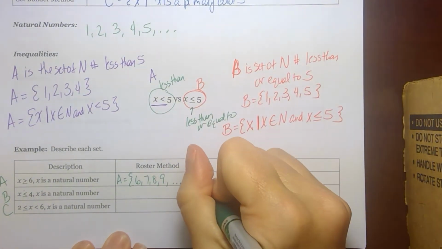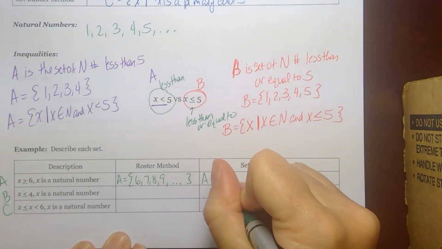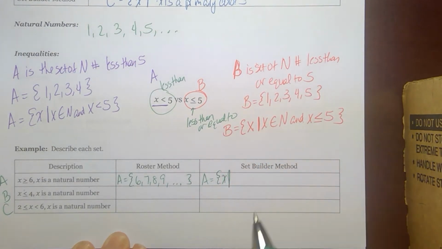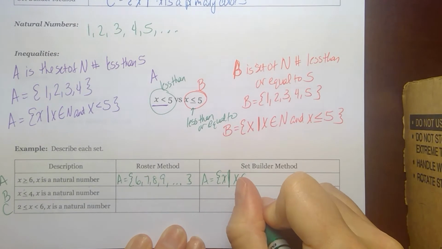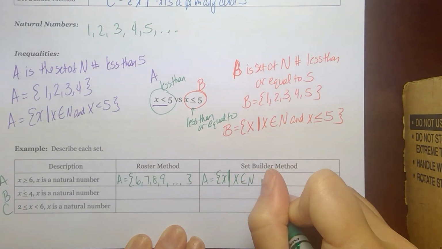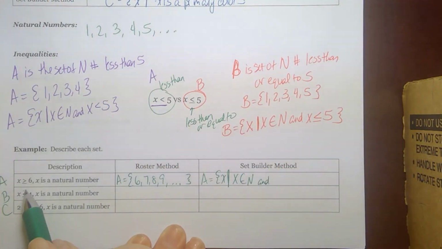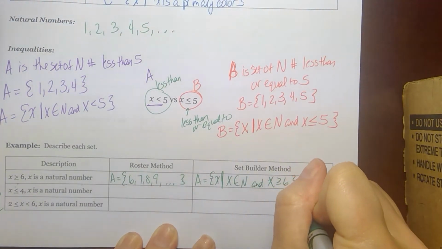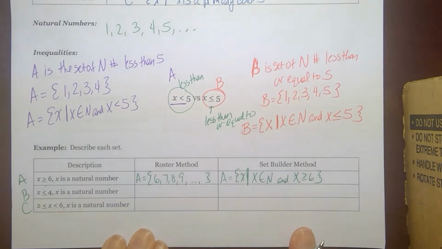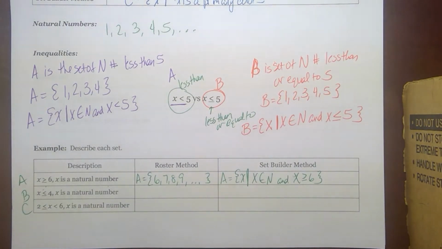My set builder notation is going to start: A is the set of all elements x such that, and then I say my conditions: x is an element of the natural numbers, and then I use my inequality statement: x is greater than or equal to 6. So there's my set builder notation. Pause the video, do set B.